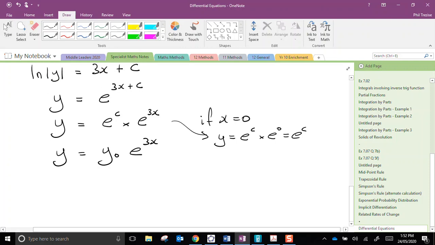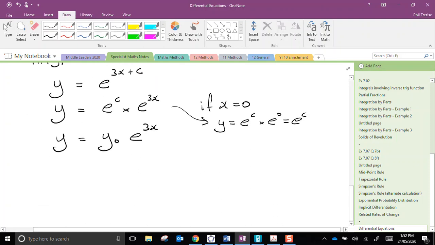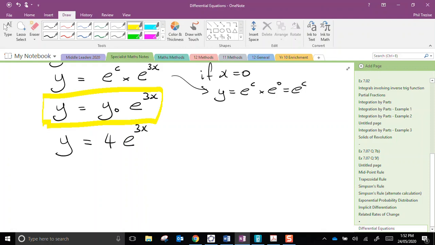And I did give a little extra hint up here, didn't I? Given that y naught equals, when x equals 0, y equals 4, we could then write the specific solution of this as 4 e to the power of 3x. This is a general solution because we don't know the value of y naught, the original value of the y variable. Given the extra little fact, we could write a specific solution for this one.